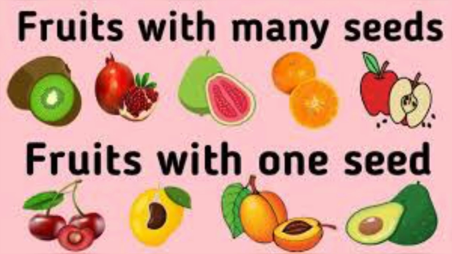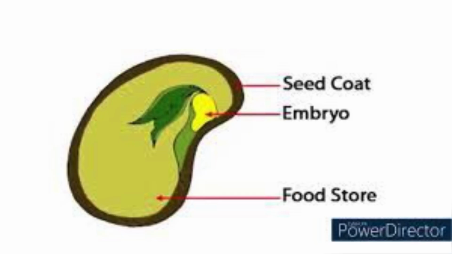Fruits contain seeds inside them. A fruit may have one, few or many seeds. Plants reproduce by producing seeds. These seeds grow into new plants under suitable conditions. A seed has various parts with different functions.